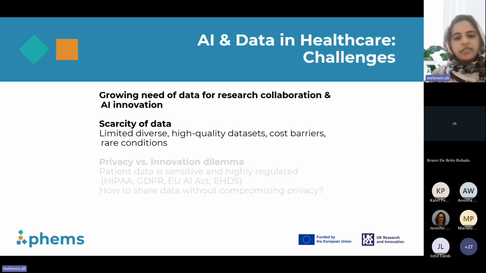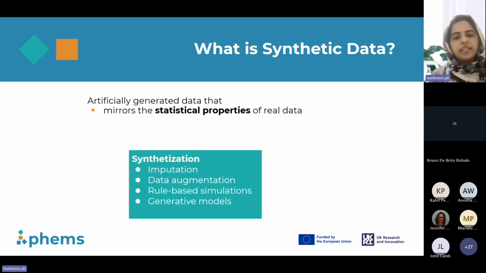We'll start with the scarcity of data. Let's see what synthetic data is. Synthetic data is artificially generated data that mirrors the statistical properties of real-world datasets. It can be generated using imputation, data augmentation, rule-based simulations, or generative models like GANs. The key advantage is that it may allow researchers to work with realistic data without exposing sensitive patient information.